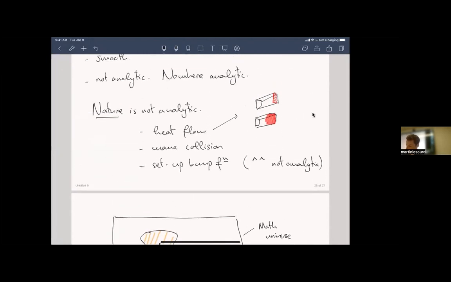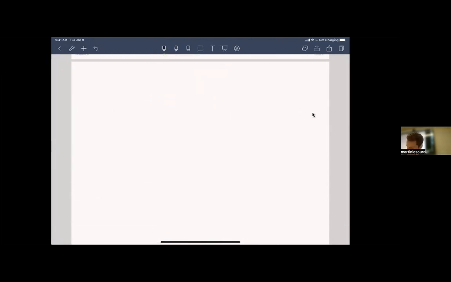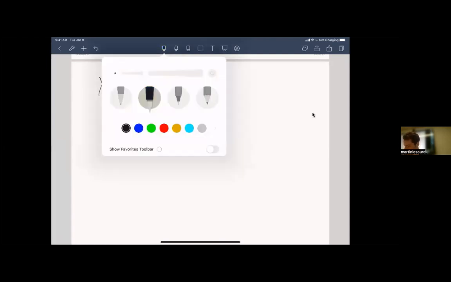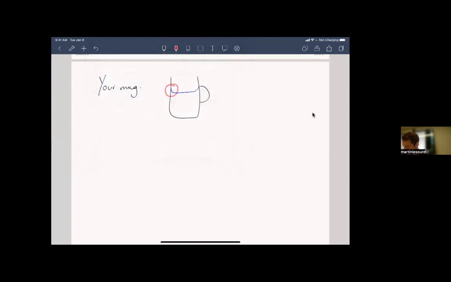No. So another example of this is your mug, right? Your mug contains water or tea, depending on what you like. Chai, perhaps. I like rooibos. There's a mug here, and the water kind of goes like this. And the water profile here is certainly not analytic. So if you try and describe this function for the water level, this is not analytic.